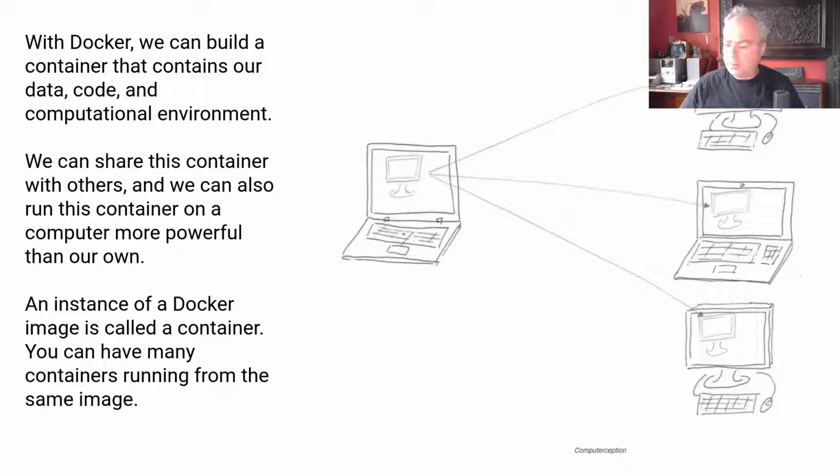So an instance of a Docker image is called a container, and you can actually have many containers running from the same image. So you could create a Docker image and have like 30 other people working on it simultaneously.